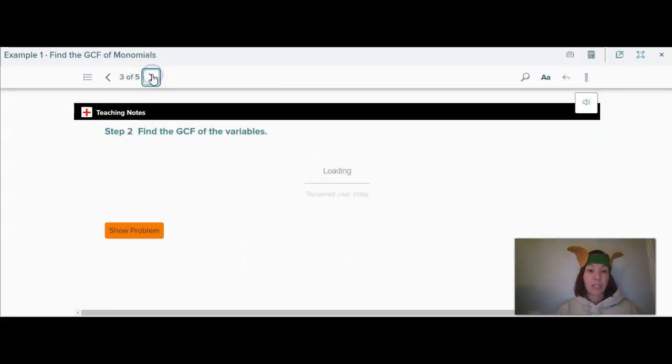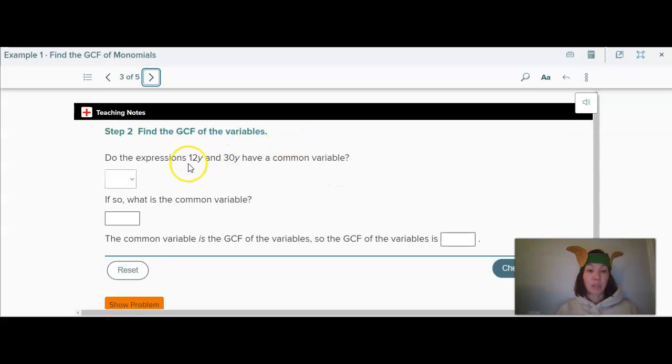Now we find the greatest coefficient of the variables. So if you look, what variable do they have in common? Or do they have a variable in common? And in this case, the common variable is y. So the common variable is the GCF of the variables. So that GCF is y.